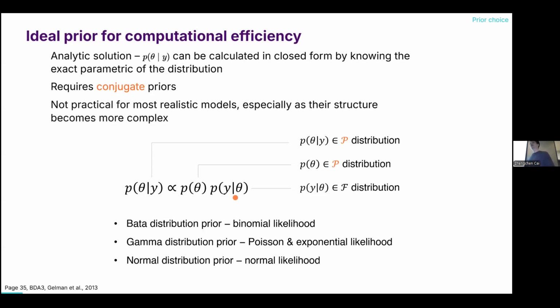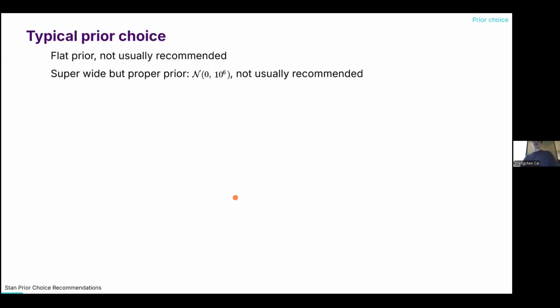But in practice, we don't have many conjugate priors, especially when you go for more complicated models with multiple parameters. It will be difficult to find a set of conjugate priors for your likelihood, right? So we need a numerical solution. And there are several recommendations for typical prior choice.